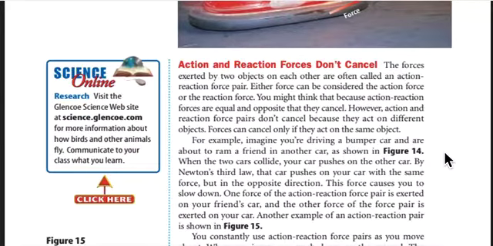For example, imagine you're driving a bumper car and are about to ram a friend in another car, as shown in figure 14. When the two cars collide, your car pushes on the other car. By Newton's third law, that car pushes on your car with the same force, but in the opposite direction. This force causes you to slow down. One force of the action-reaction force pair is exerted on your friend's car. The other force of the force pair is exerted on your car. An example of the action-reaction pair is shown in figure 15.